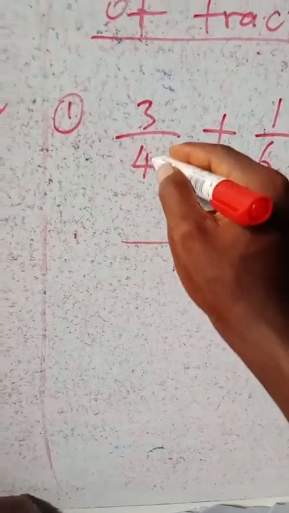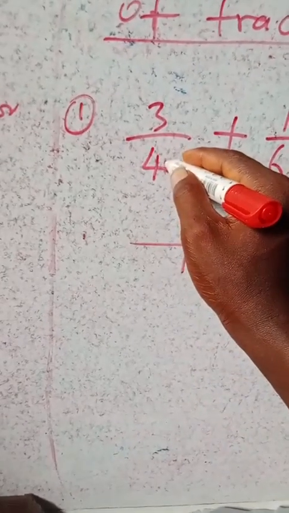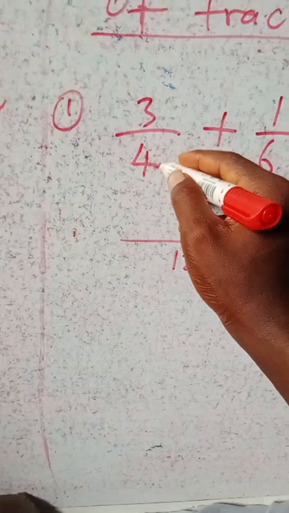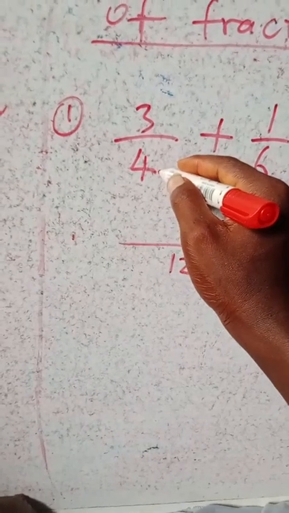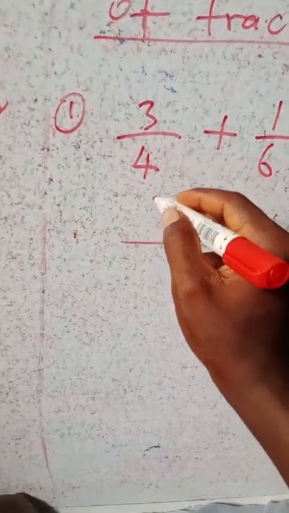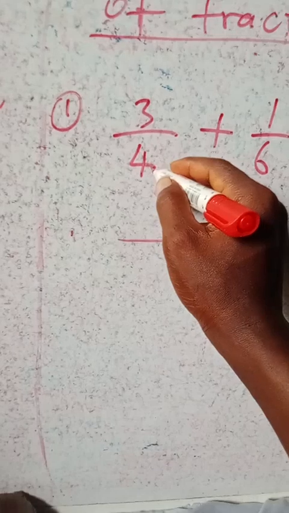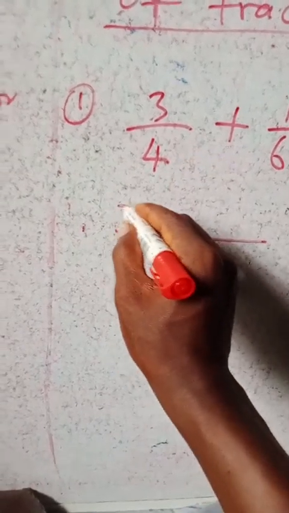12 divided by 4 is what? Use 12 oranges to give to 4 people. Each of them will take 3. Okay, 3. Then you say, okay, this 12 divided by 4 is what? 3. Write down 3 here.